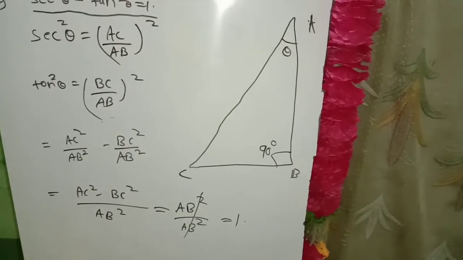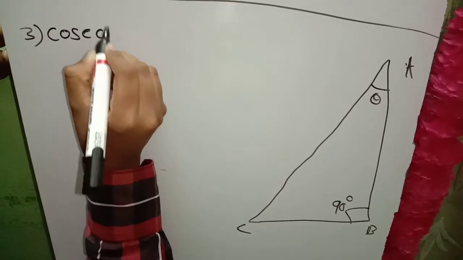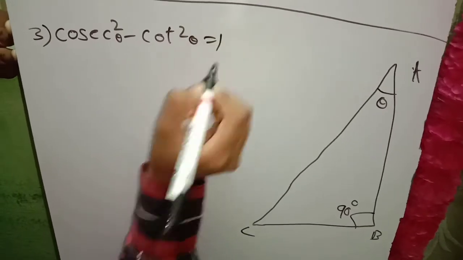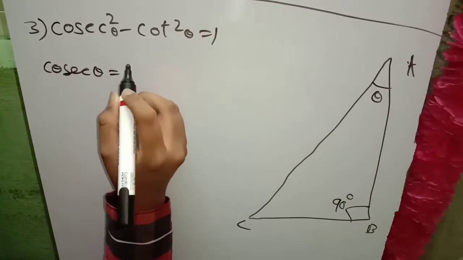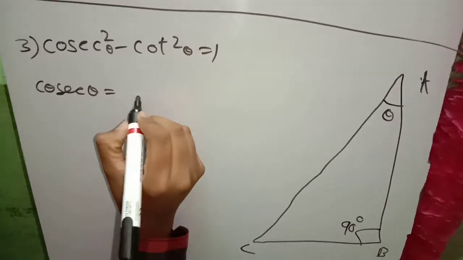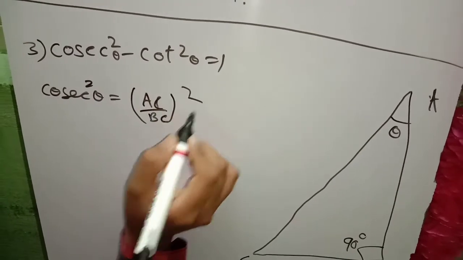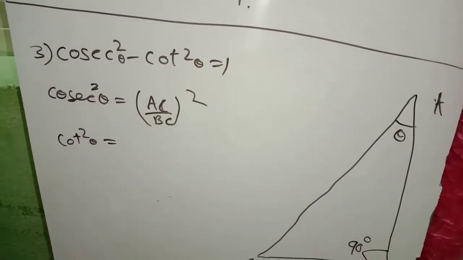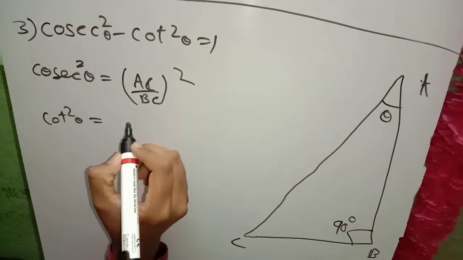Once take a full view. So friends, our third formula is cosecant square theta minus cot square theta is equal to 1. Cosecant theta is the reciprocal of sin theta, that is hypotenuse by opposite side, so AC by BC. So cosecant square theta is AC by BC whole square, and cot theta is adjacent side to theta by opposite side to theta, so AB by BC.